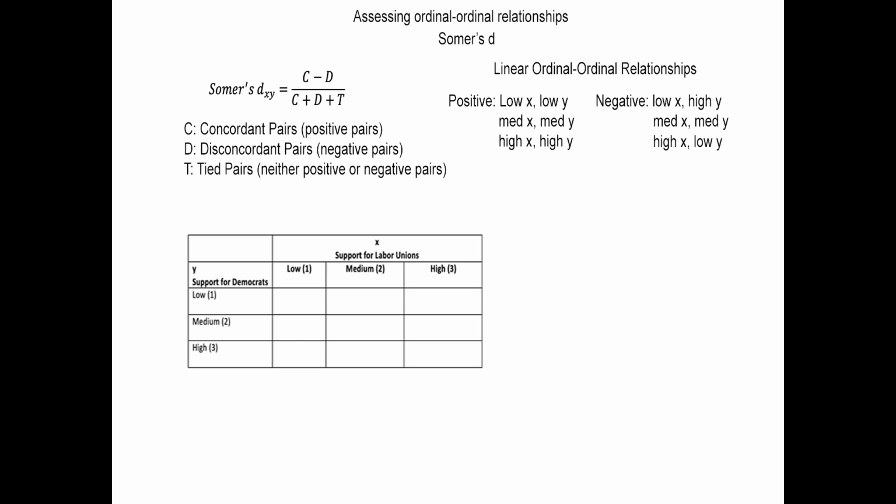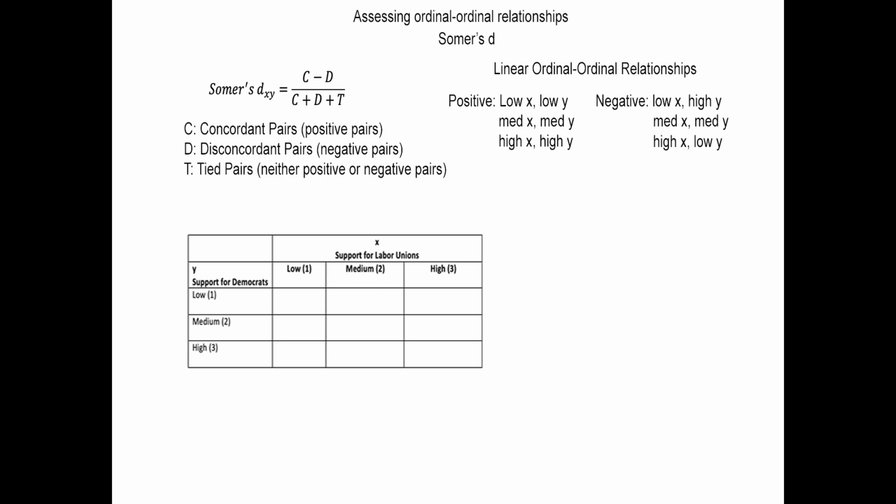So for example here, if we're thinking about positive relationships, run through low x, low y, medium x, medium y, high x, and high y. That means that we can draw several different pairs, or connect several different pairs, to support a positive relationship. Low x, low y connected to medium x, medium y forms a positive pair. Low x, low y to high x, high y also forms a positive pair. Finally, medium x, medium y to high x, high y also forms a positive pair.